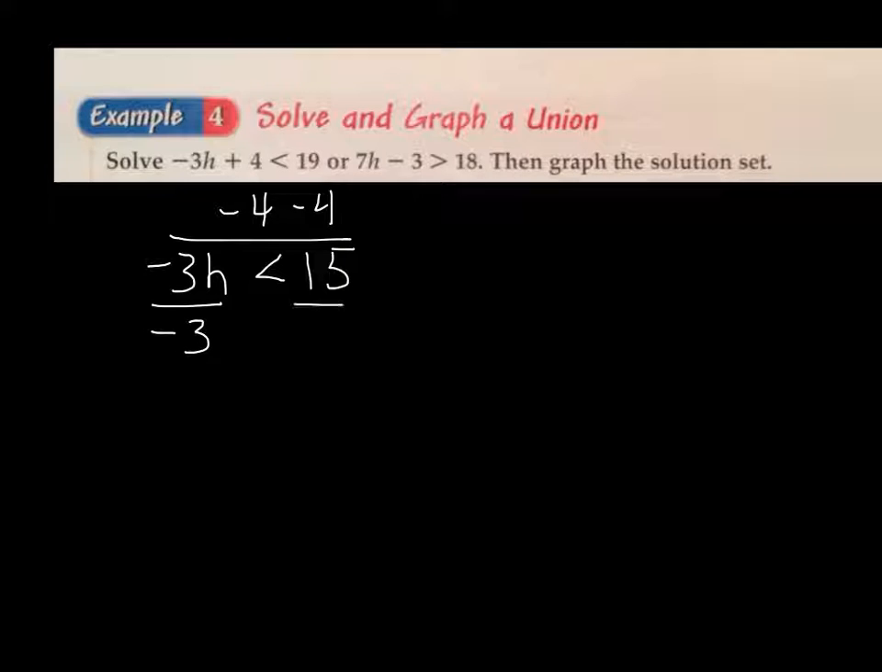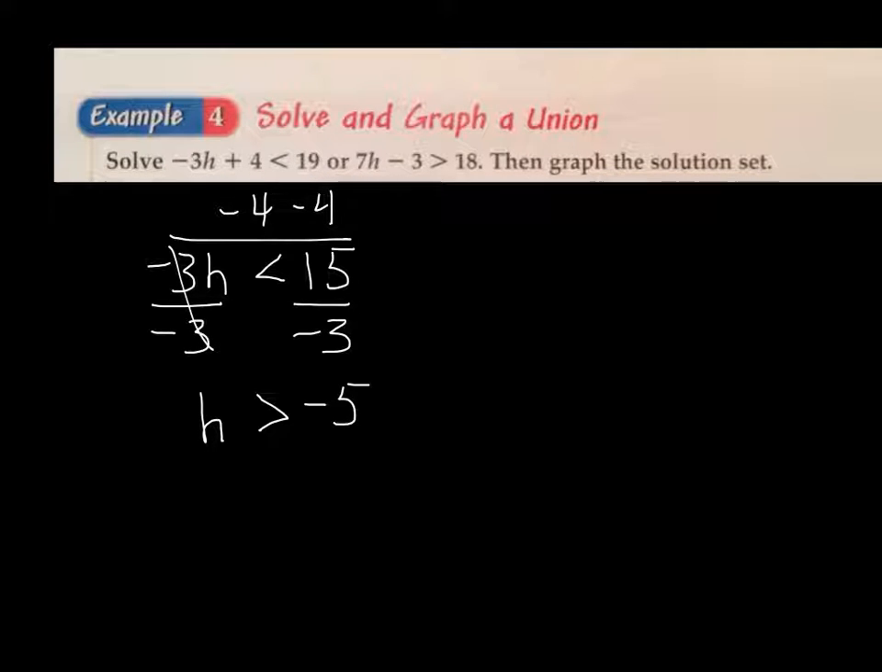So now let's look at an example where we have negative 3h plus 4 is less than 19, or 7h minus 3 is greater than 18. First of all, we're just going to solve these two things independently. I will on this side subtract 4 from each. You'll have negative 3h is less than 19 minus 4, which is 15. Divide both sides by negative 3. That means my symbol will change direction and h is greater than negative 5.